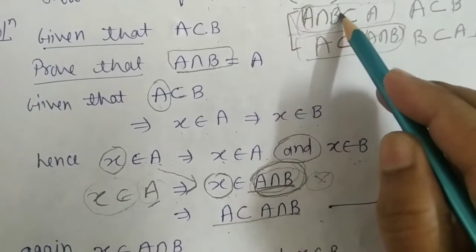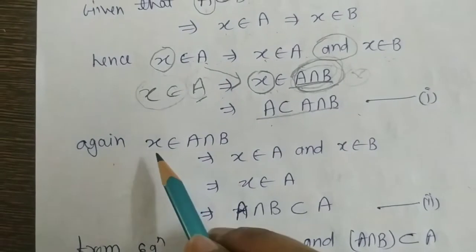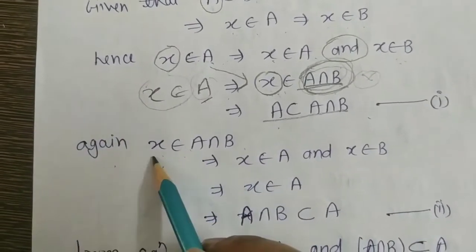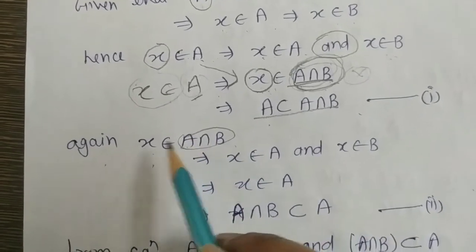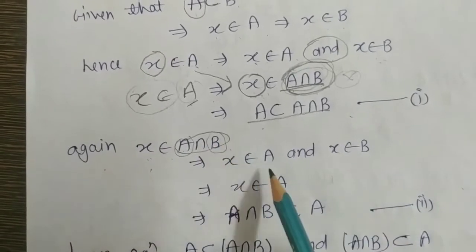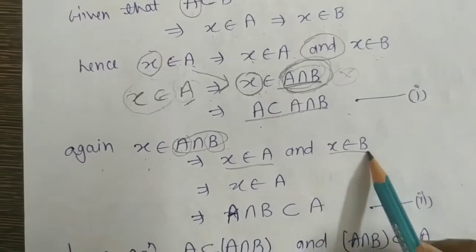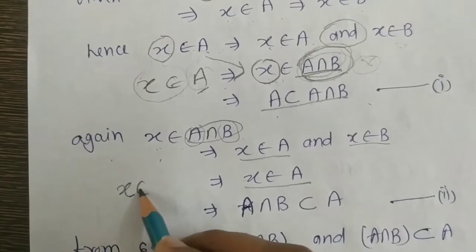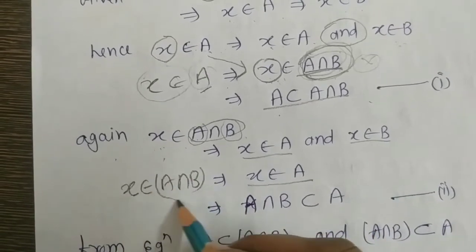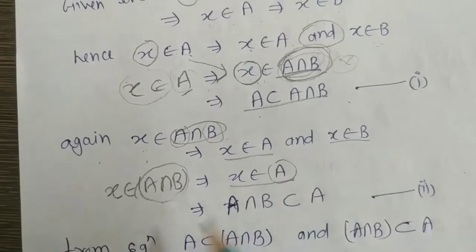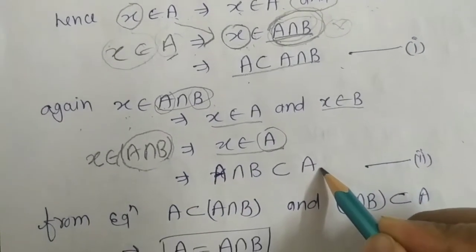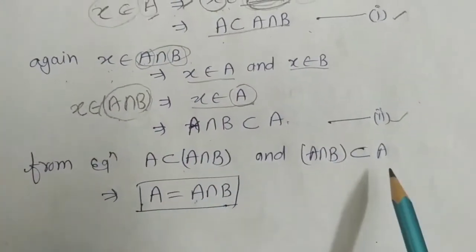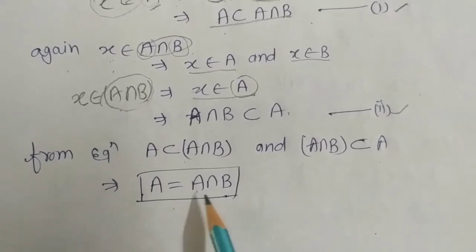So we start with an element of A intersection B. Let X belong to A intersection B. Since X belongs to A intersection B, X belongs to A and also to B. It means we got that X belongs to A. Now again, by the definition, every element of A intersection B is an element of A. Hence, A intersection B is a subset of A. Using both definitions, both sets are subsets of each other. Hence, A equals A intersection B.